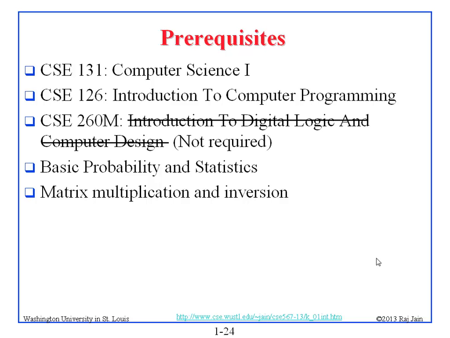Introduction to digital logic, we don't require that. This is not a hardware course, and we don't worry about it. Basic probability and statistics we need. If you have never heard of a random number, as I said before, or don't know what a mean is, what a variance is, that is going to be tough. Matrix multiplication and inversion: there are many places where you have to multiply matrices. You have to know how to multiply a matrix, how to invert a matrix, how to take a transpose of a matrix. This is a course on analysis, right? There is a lot of math here.